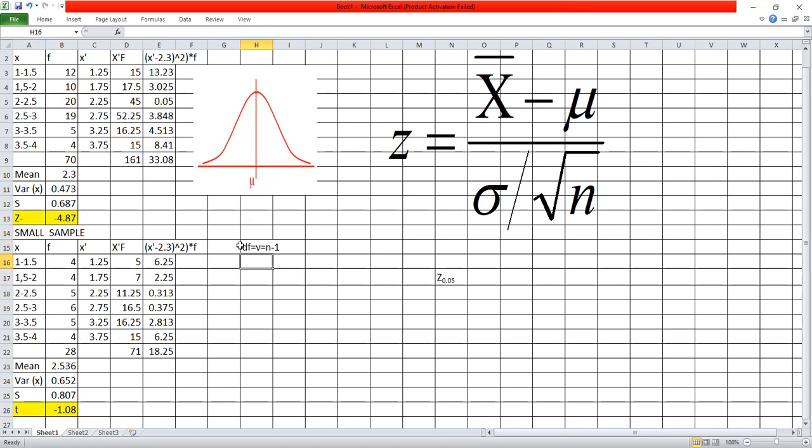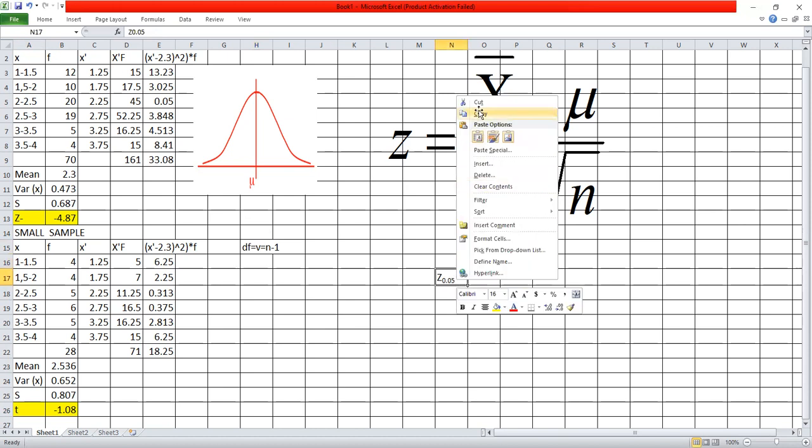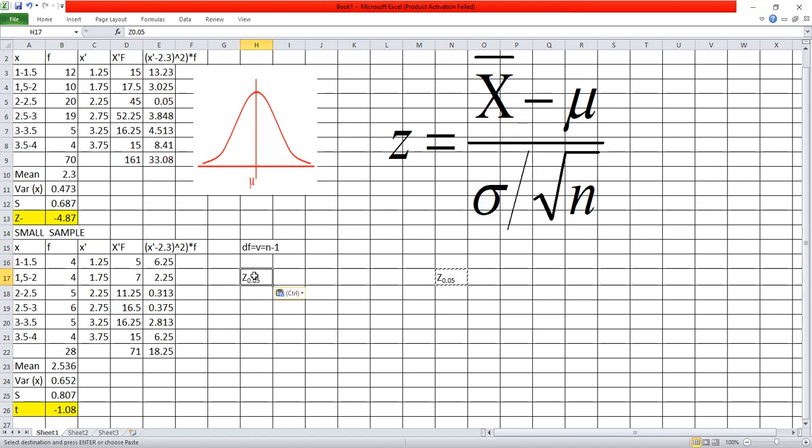So from the T table, there's a T table I'm going to show you now. From the T table, I told you this is where we see it. You read T equals 0.05, comma, degrees of freedom.